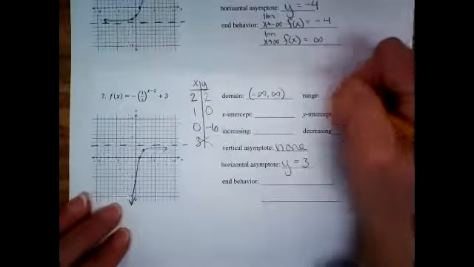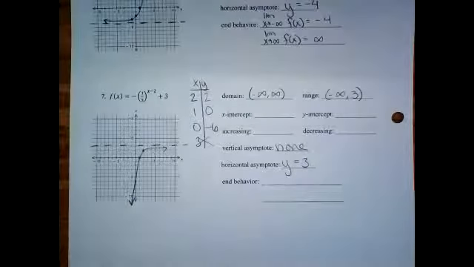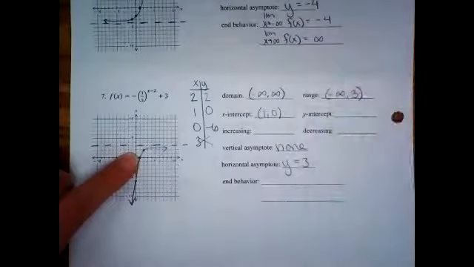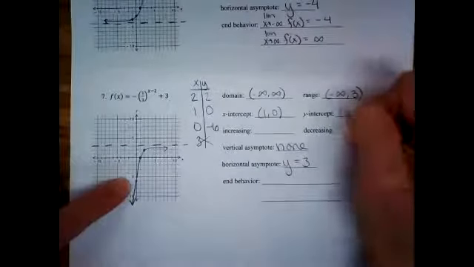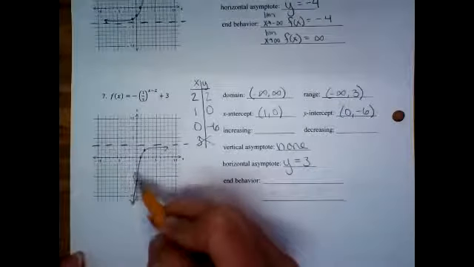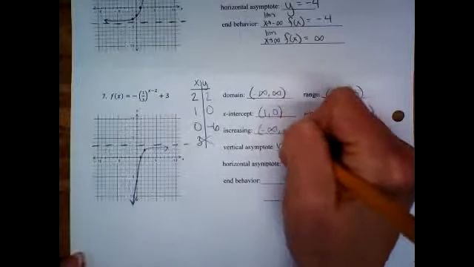Good, perfect. Negative infinity to 3, parenthesis, x-intercept is 1, 0, y-intercept 0, -6. Reading left to right, is this increasing or decreasing? Increasing, good.